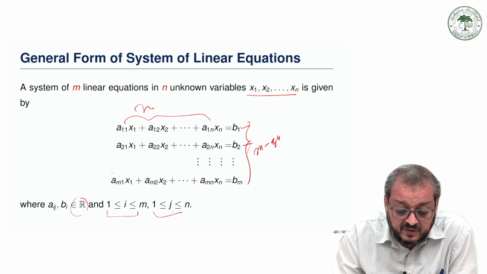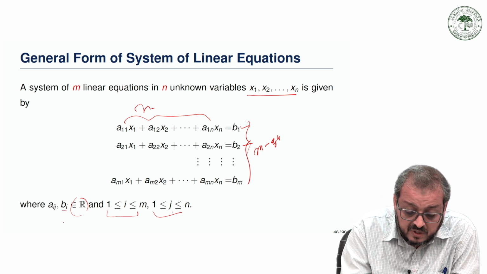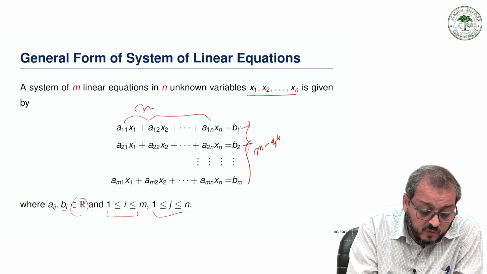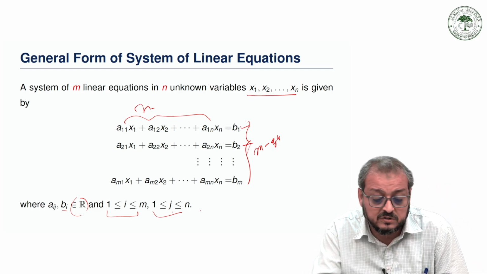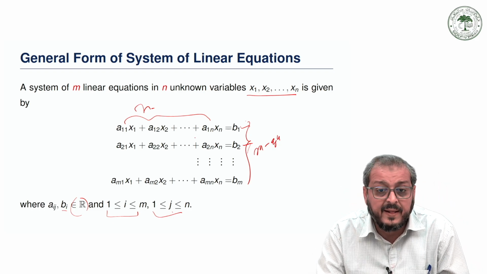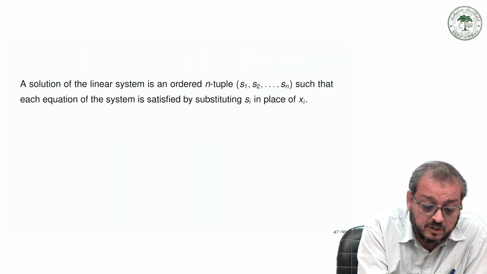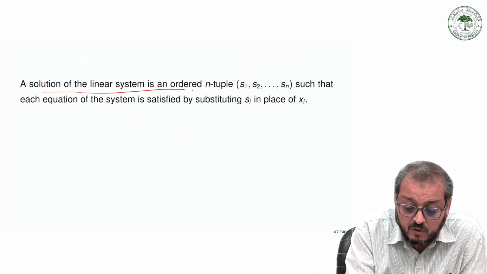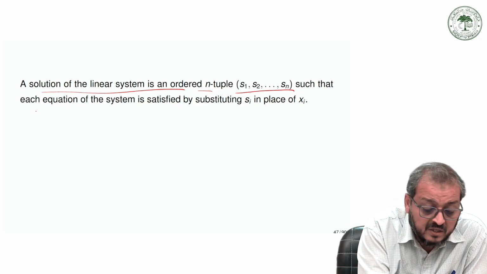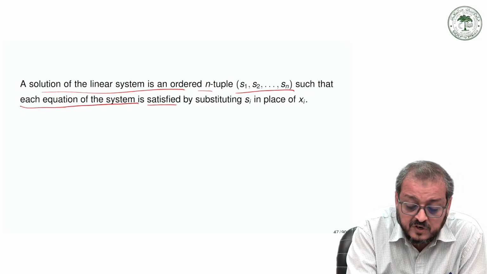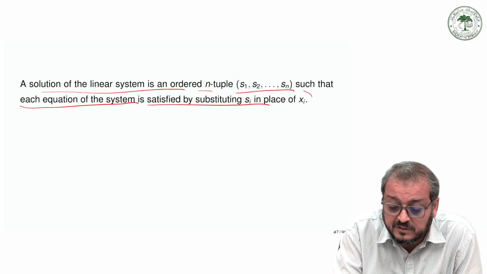So this means we can say that i runs from 1 to m and j runs from 1 to n, because the number of variables is n and the number of equations is m. Okay, now a solution of a linear system is an ordered tuple (s1, s2, ..., sn) such that each equation of the system is satisfied by substituting si in place of xi.